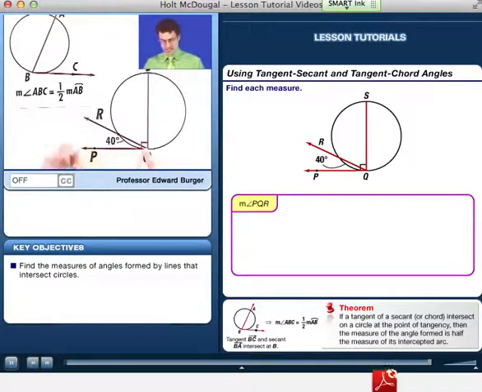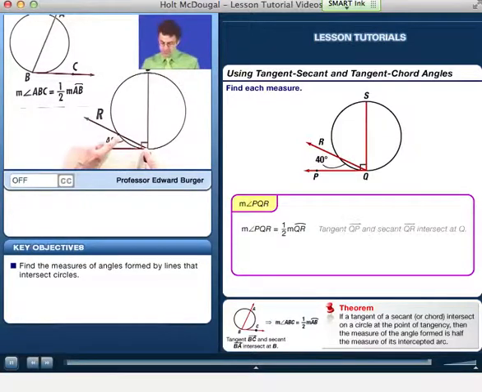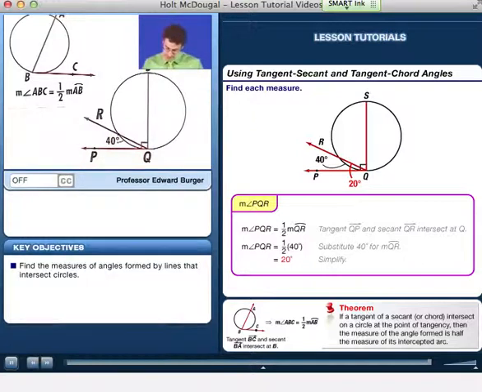Well, that's really easy given what we just noticed. All we've got to do to find the angle is take half of the measure of this arc. And so half of 40 is 20. And so I immediately see that this angle right here is 20 degrees, which was the first question that we were asked.